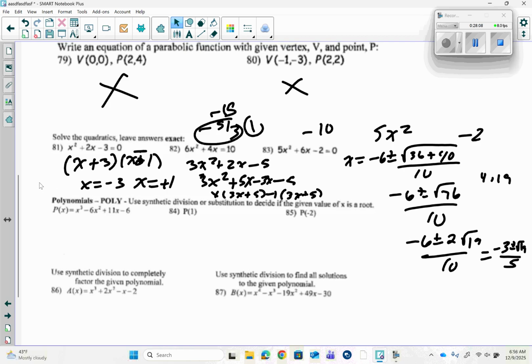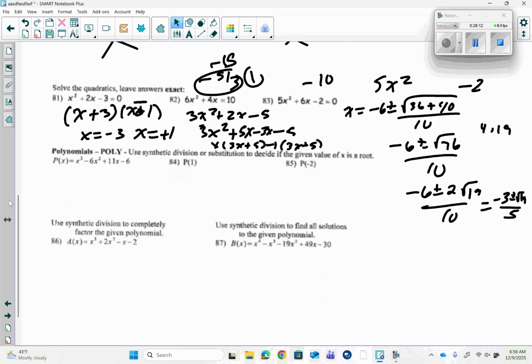Okay, use synthetic division to see if we have roots. All right, so I'm going to divide by 1. So I have 1, negative 6, 11, and negative 6. Bring that down. 1 times 1 is 1. That's negative 5. Negative 5 times 1, that's going to give me 6. 6 times 1 is 6. I get 0. So yes, that's a root because I get a remainder of 0.